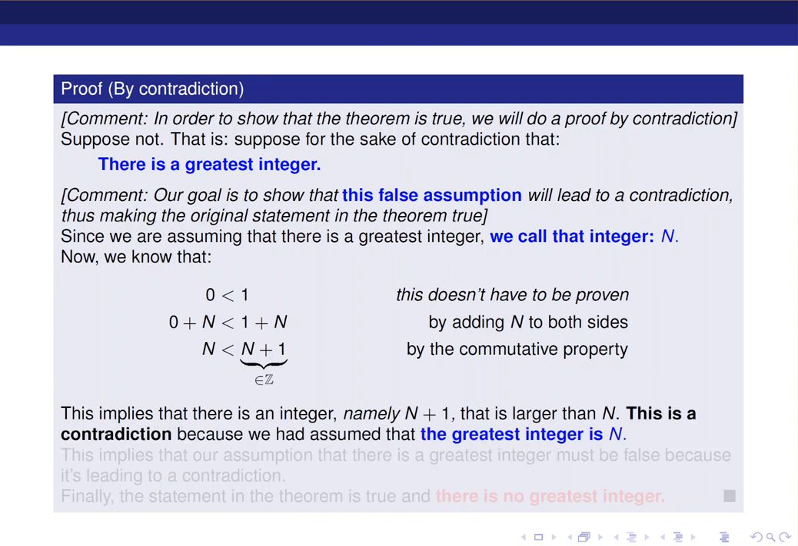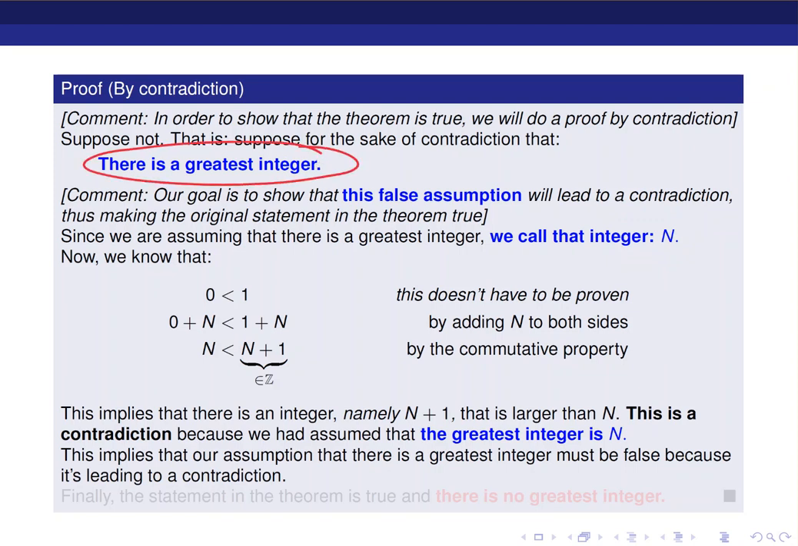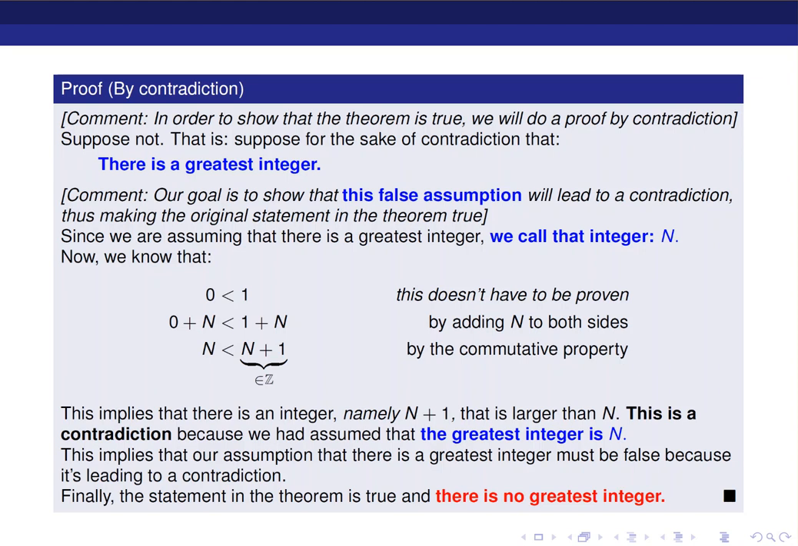Well, this is a contradiction, because we had assumed that n itself was the greatest integer. So assuming that n is the greatest integer leads me to the conclusion that n plus 1 is an integer greater than it. This is complete nonsense. It should have been that n is the largest one, not n plus 1. So obviously, this implies that the assumption we made earlier, saying that there is a greatest integer, must be false, because it's leading to a contradiction. This means that the theorem is actually true, and there is no greatest integer.